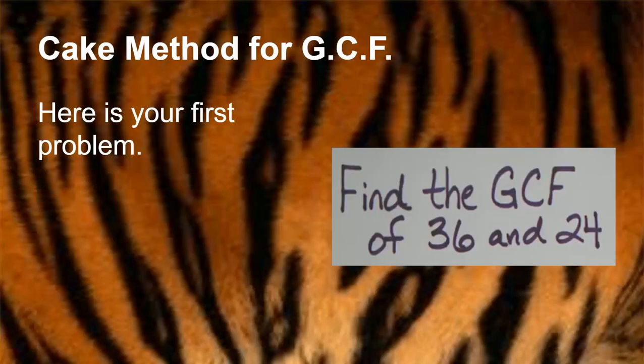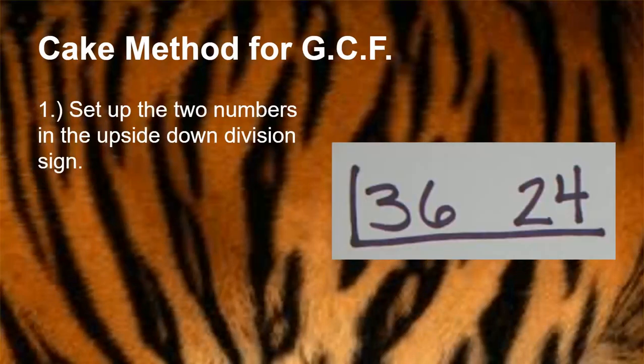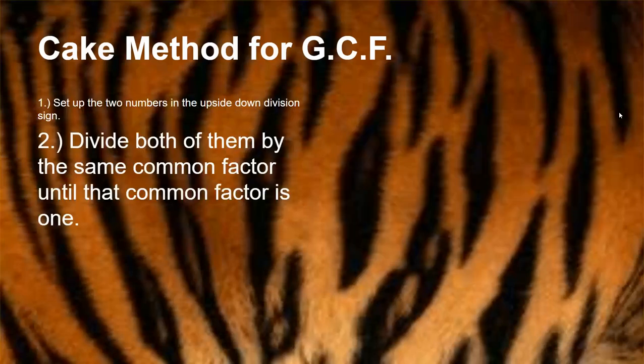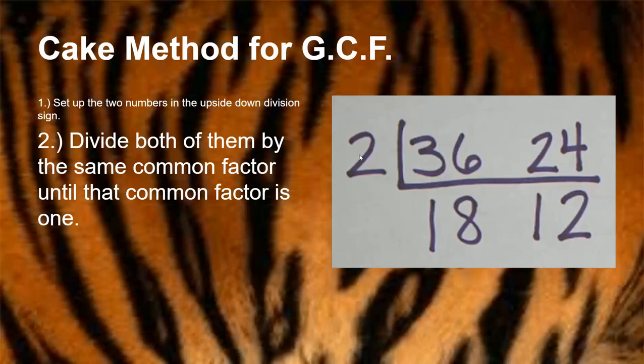So let's go ahead and look at the two numbers, 36 and 24. First, set them up in your upside down division sign. If it was a normal division sign, it would go up and to the right on top, but it's not. It's upside down, so it goes down and to the right on bottom. Next, go ahead and divide them both by the same common factor. We're using the numbers 36 and 24. Therefore, we have many options to choose from. What can divide 36 and 24? I'm going to start with the number 2. It's the easiest number, and we can divide by 2 fairly easily.